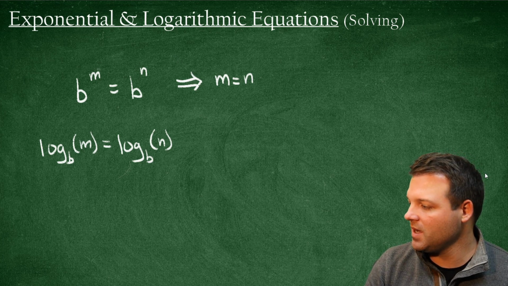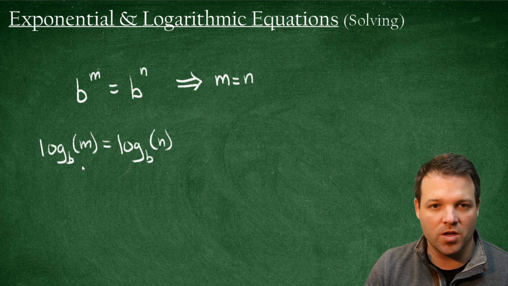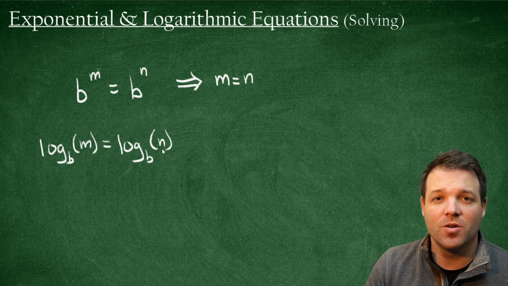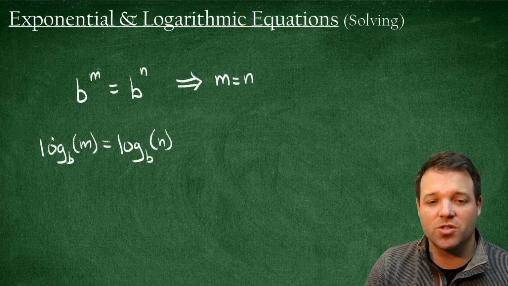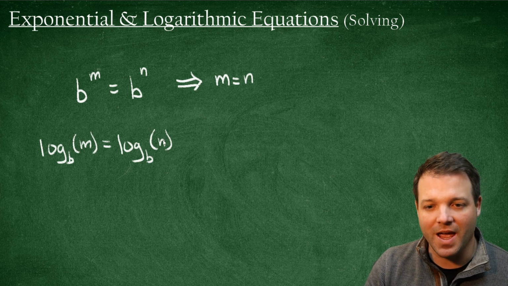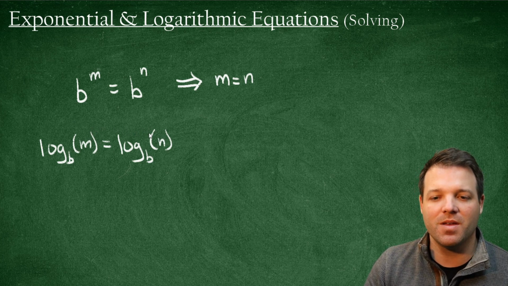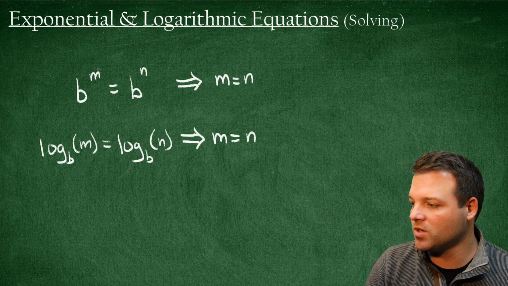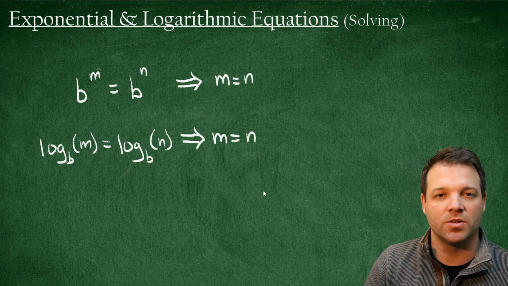All right, and then below here we have a logarithmic equation. Log base b of m is equal to log base b of n, which means that we have the same structure on both sides, the same base. Really the only difference is m and n, which means that m must be equal to n in order for this to work out. So we could go ahead and write it as m is equal to n.